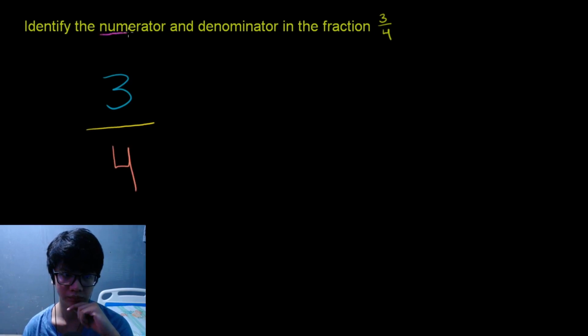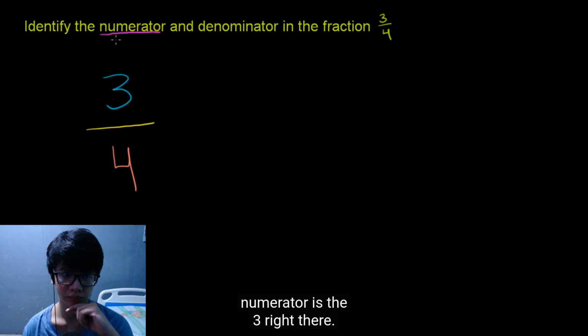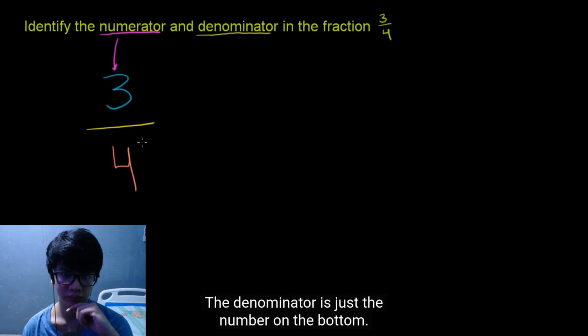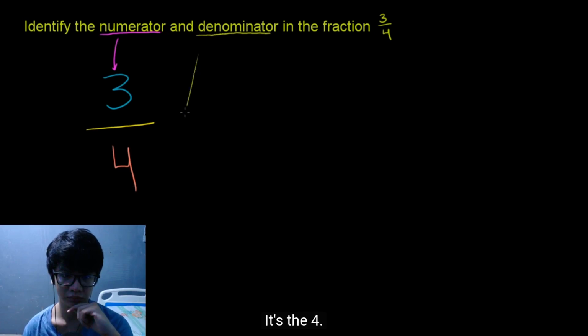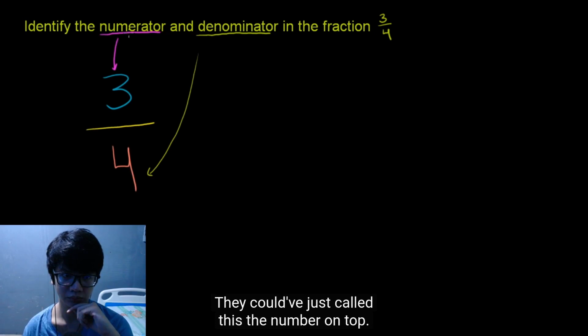So the numerator is just the number on top. So the numerator is the 3 right there. And then they want us to find the denominator. The denominator is just the number on the bottom. It's the 4. So if they say, what's the numerator? 3. What's the denominator? It's 4, just the number on the bottom. They could have just called this the number on the bottom. They could have just called this the number on top.